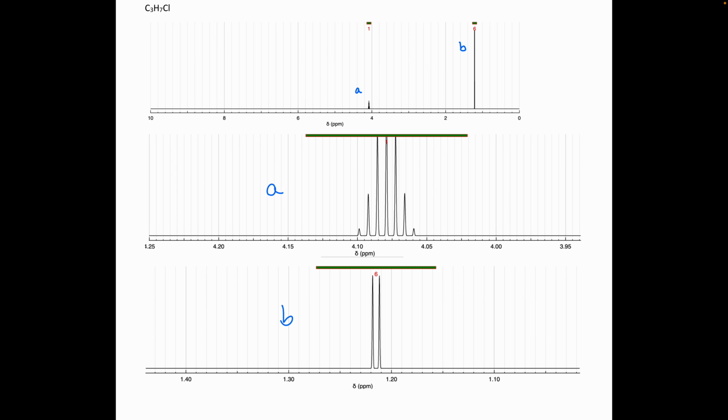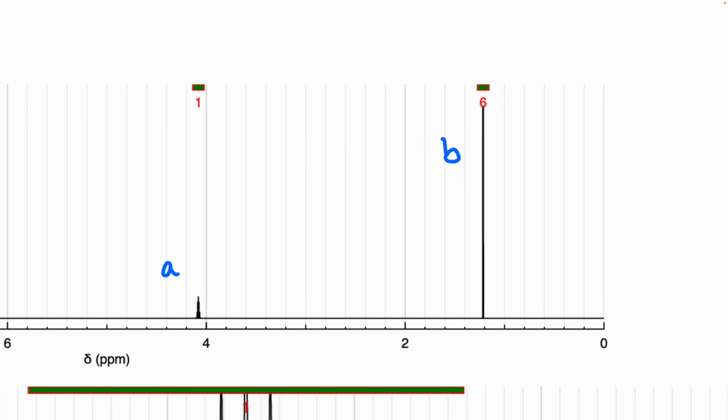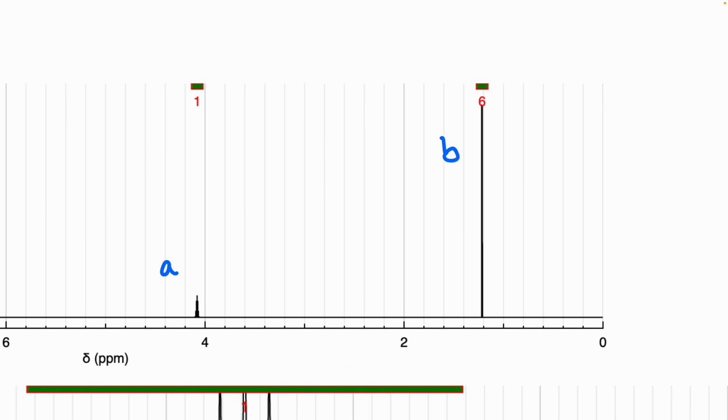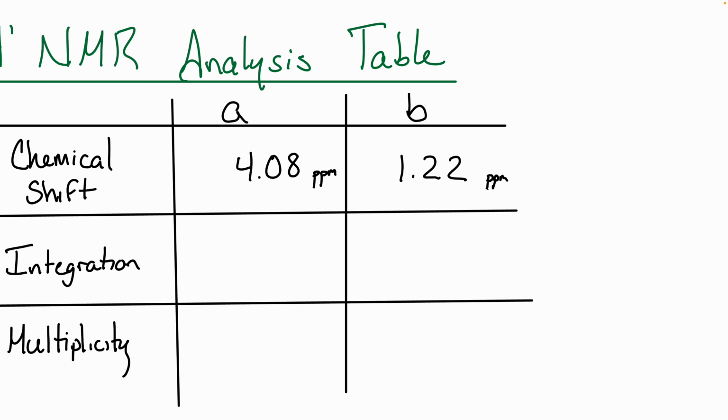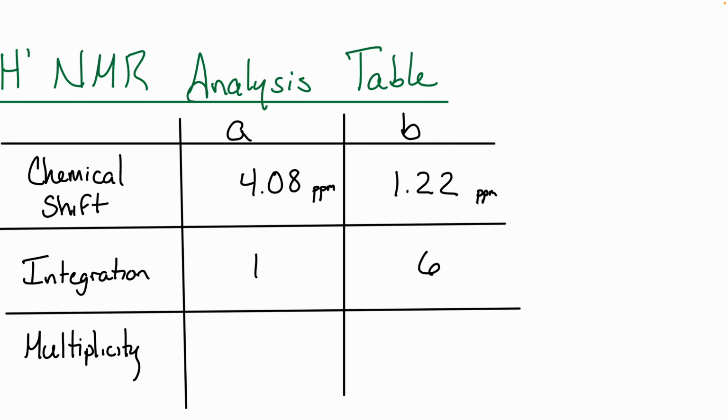What's the integration of peak A? Where was that integration information? Number of hydrogens, that was that number that's given on top, the area under the curve. So what's the integration of peak A? 1. And what's the integration of peak B? 6. Again, this corresponds to the number of hydrogens that are in each one of those groups.